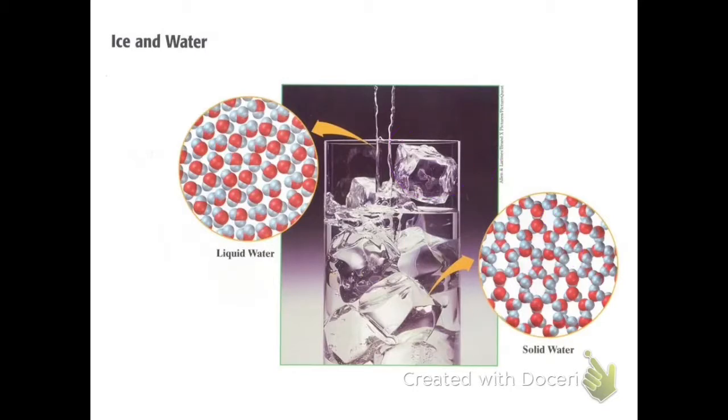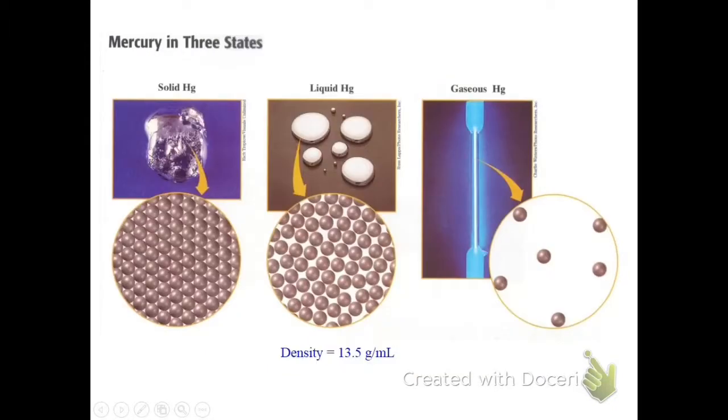If we look at a different solid like mercury on the next slide, we'll see that its atoms are much closer together in the solid form. So if we put solid mercury in liquid mercury, it would not float. The solid would sink right to the bottom.